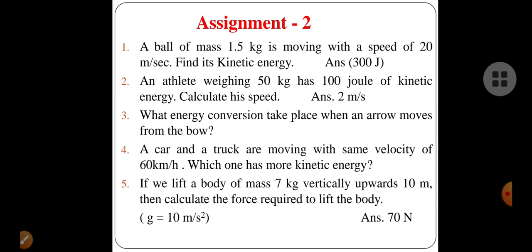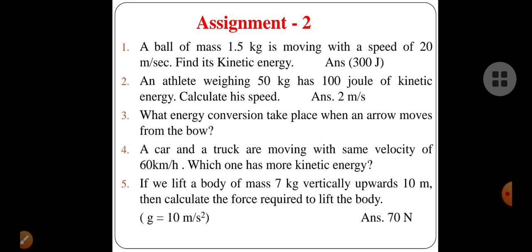So muscular energy you are supplying, and this changes the shape of that string, due to which this muscular energy is converted into elastic potential energy, and when the arrow goes out of the bow, then that elastic potential energy changes into kinetic energy.